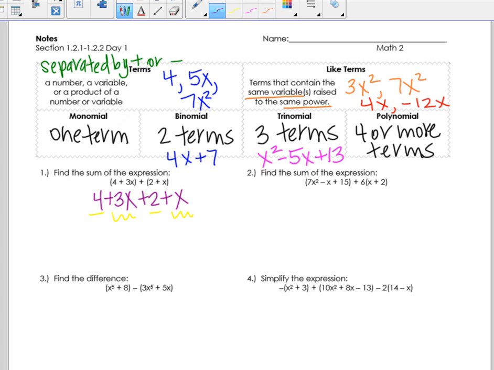You should always end with your constants if you have any. So in this case, 3x and x gives me 4x, and 4 plus 2 gives me 6. So that would be your simplified answer. For number 2, you're doing the same thing.